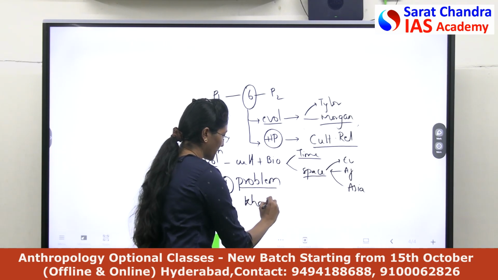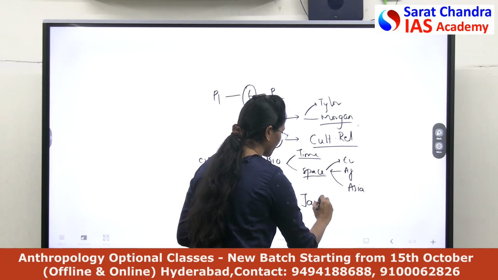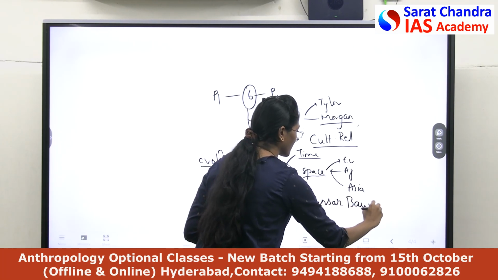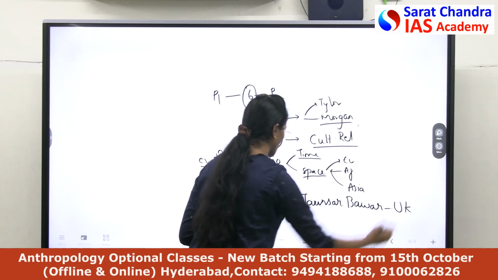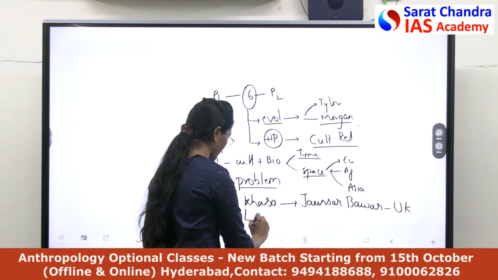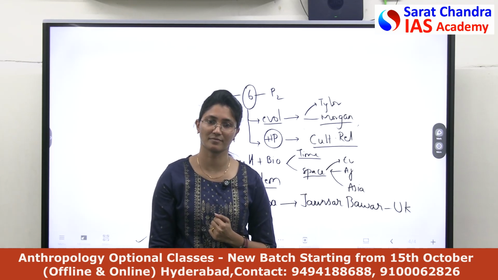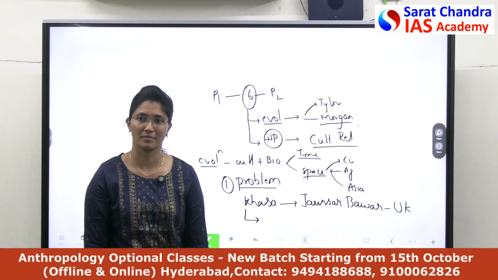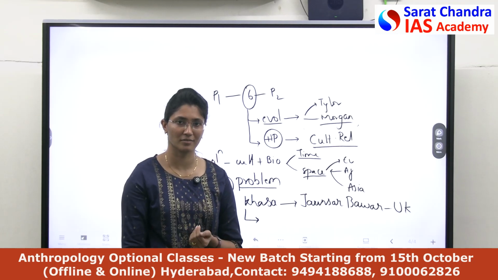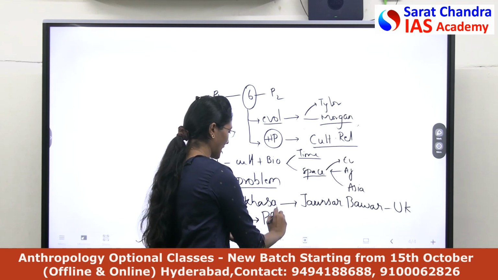Khasa, there is a tribe in Jaunsar Bawar region, Uttarakhand. In this tribe, there is a practice, marriage practice, where a woman marries multiple husbands. What is that practice called? Polygamy is multiple spouses, having multiple wives; multiple husbands, polyandry.